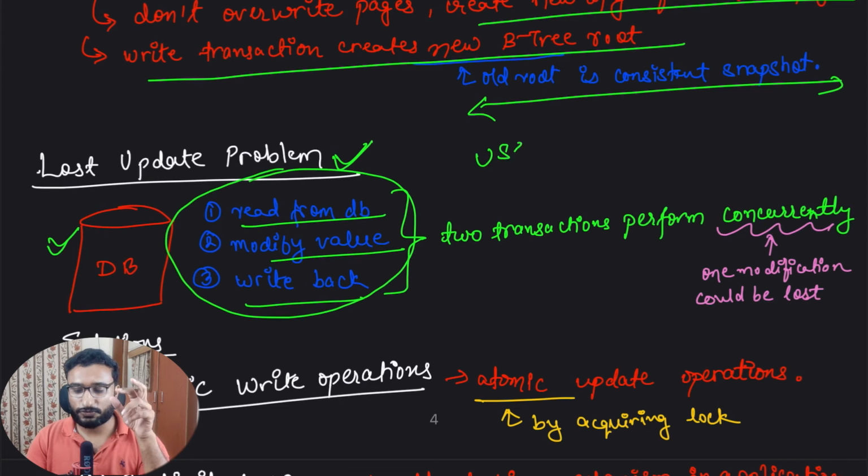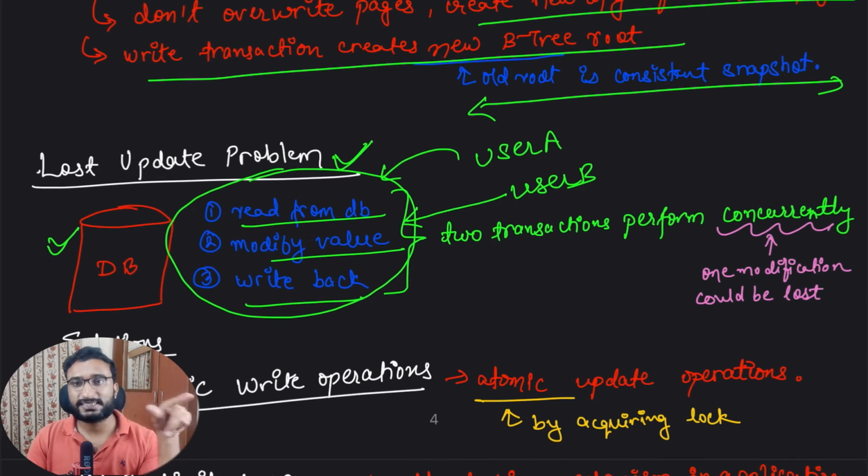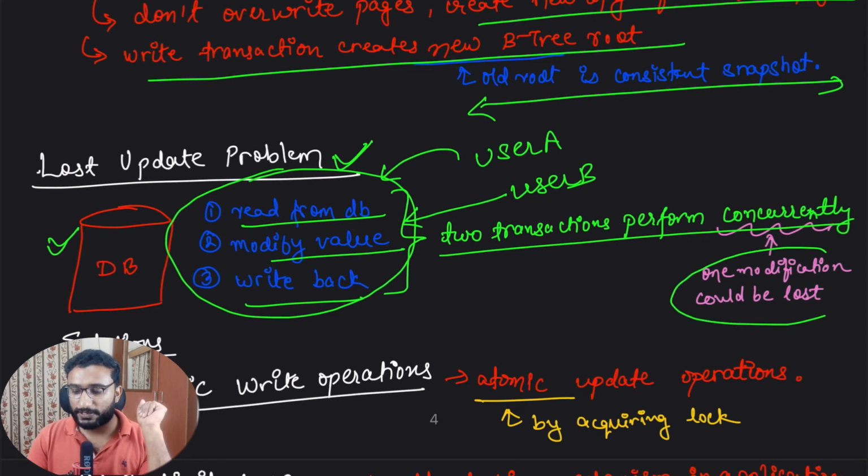Let's say there are two users, user A and user B, and they both are doing the same set of operations on the same object. Now the two transactions are going on concurrently. There could be a possibility that one modification is lost.